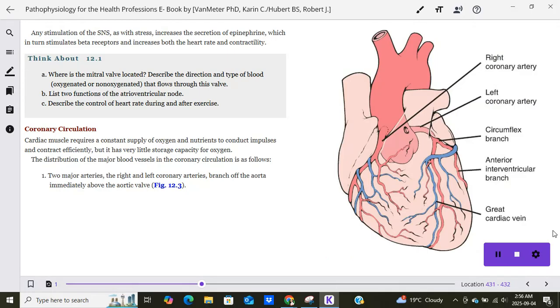Think about 12.1. a. Where is the mitral valve located? Describe the direction and type of blood, oxygenated or non-oxygenated, that flows through this valve. b. List two functions of the atrioventricular node. c. Describe the control of heart rate during and after exercise.